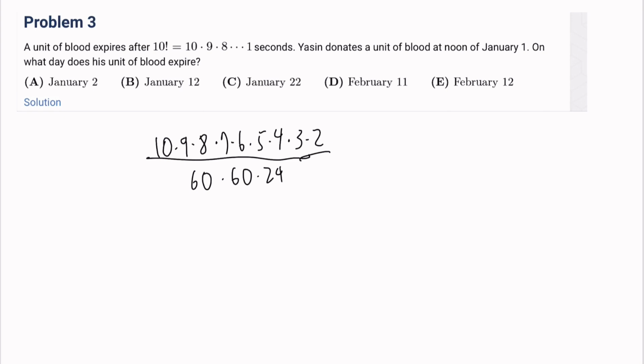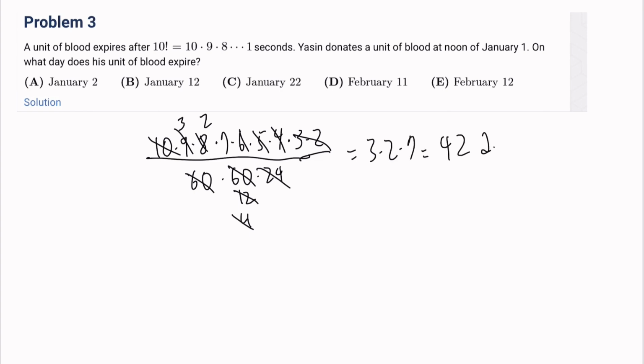If we do that, we cross out a 60, then another 60, then cross out the 24, and the remaining 60 cancels as well. This gives us 12 remaining, then 4 remaining, then 2 remaining. So this is 3 times 2 times 7 equals 42 days. And so this unit of blood will last for 42 days.